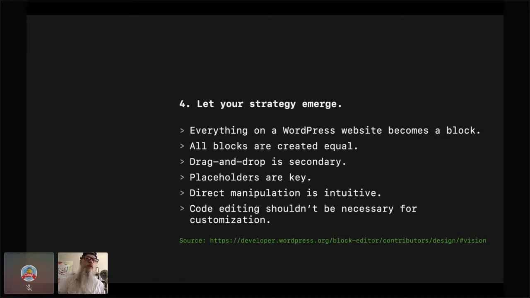They don't need to relearn things. They understand that a block is a block, and the block is an interface. So all blocks are created equal. Drag and drop is secondary. Placeholders are key. This one's so important right now.